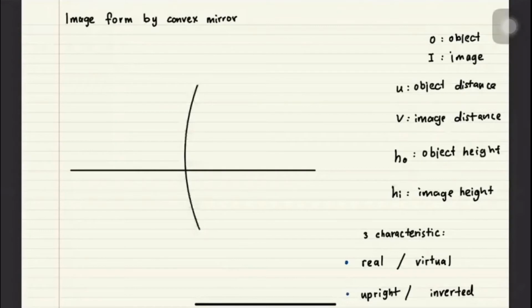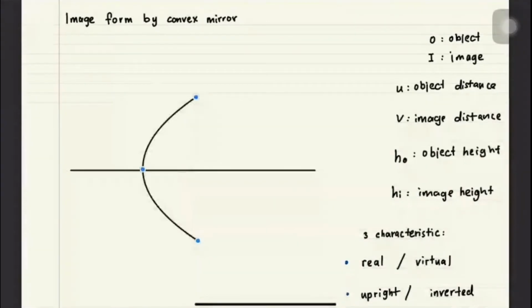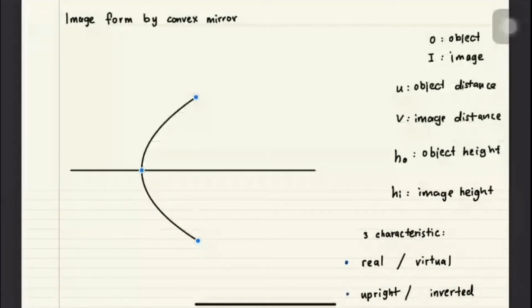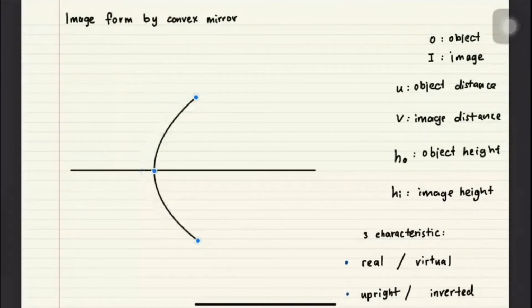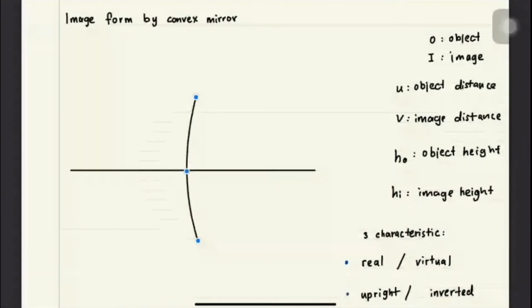If you draw it like this, then you most likely get, how to say, the image formed might not be at the actual position. Don't draw like this. So try to draw something with just a little curve. As long as you can see that it is a curve.